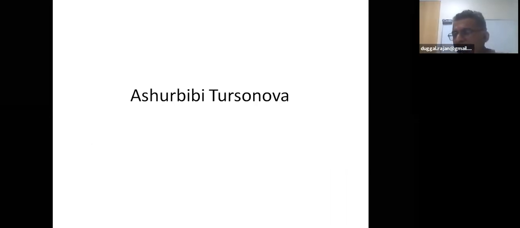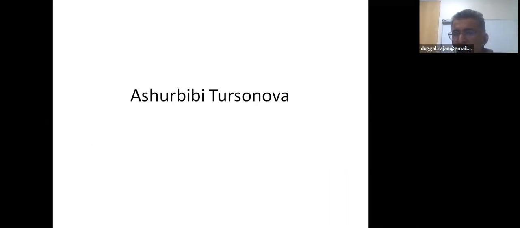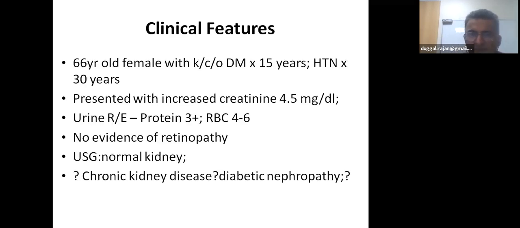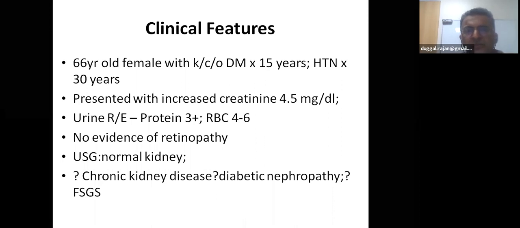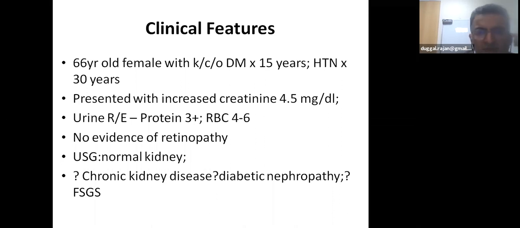So we come to the next case, ma'am. This is a 66-year-old female, a known case of diabetes for 15 years and hypertension for 30 years, presented with increased creatinine of 4.5 milligram, urine protein 3 plus, RBC 4 to 6, no evidence of retinopathy. The differentials are chronic kidney disease, diabetic nephropathy, FSGS.